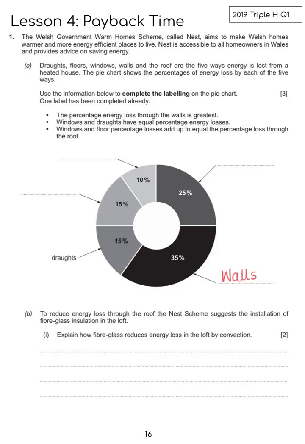Then it says windows and drafts have equal percentage energy loss. So there are two that are equal at 15%. One is drafts, already labelled, and the other one must be windows. And our last point is that the windows and the floor add up to the percentage loss through the roof. So if 10% was our floor, if we add that to our windows, 15%, we get 25%. So that must be our percentage lost through the roof.